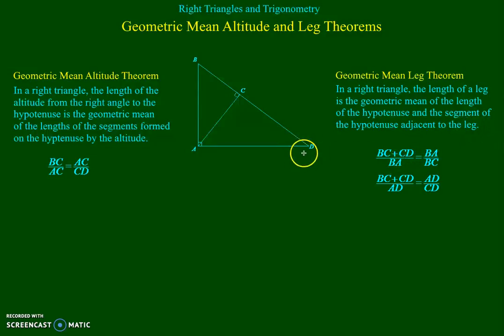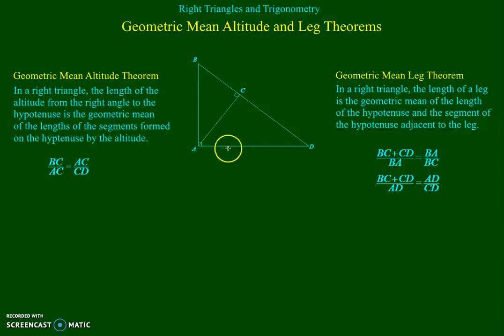So let's take a look at the first one. Here, BA, the leg of the big triangle, is the geometric mean. Notice it's in the means position, BA, and it's the geometric mean of the entire hypotenuse, the length of the hypotenuse BD, which is made up of BC plus CD. So BC plus CD is the entire hypotenuse, and the segment on the hypotenuse adjacent to that leg. So this segment is adjacent to the leg. This segment is clearly not adjacent to this leg.